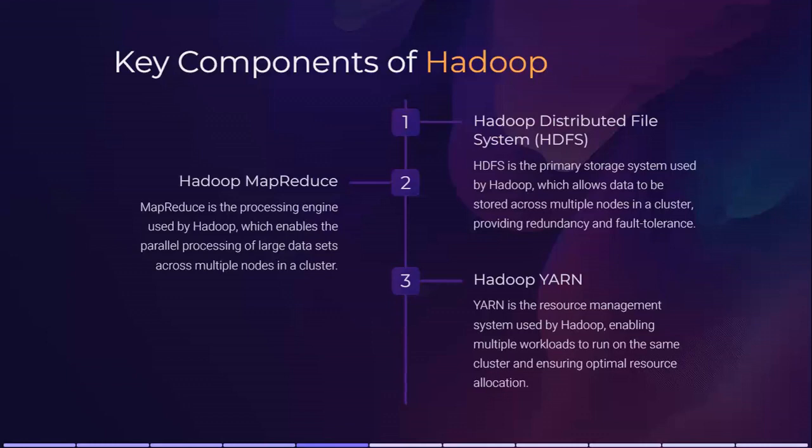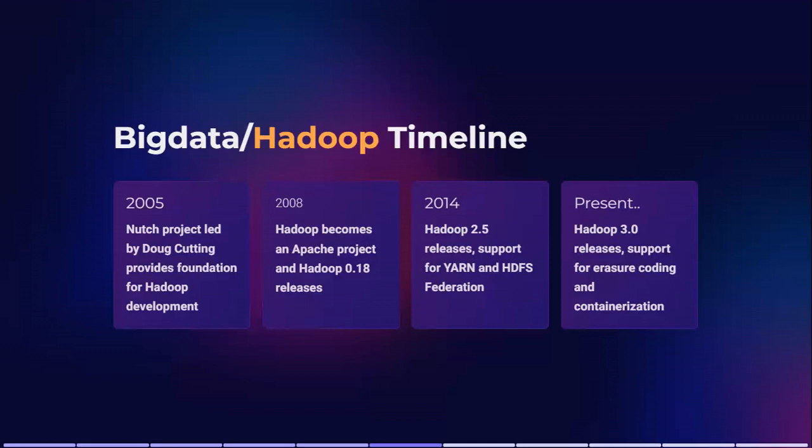Coming to the key components, as I said in the previous slide, it has three major key components: HDFS, MapReduce, and YARN. The main purpose of Hadoop is to store and process the data, right? For storing, HDFS is used, and for processing, MapReduce and YARN are used. How we store data in HDFS and how we process it using MapReduce and YARN, we'll learn in further videos. So let's move on to the next thing. If you see the Hadoop timeline, right?